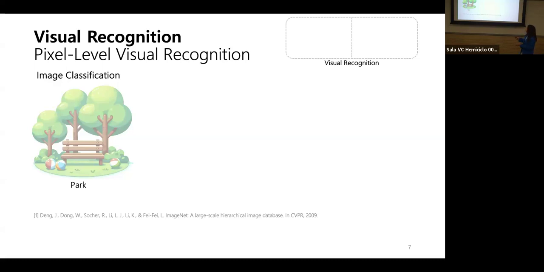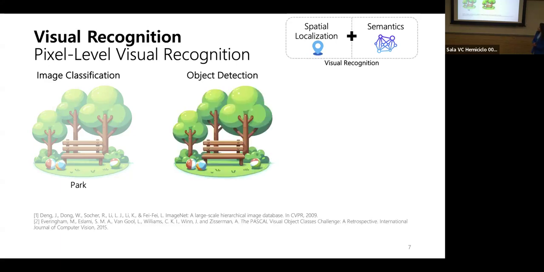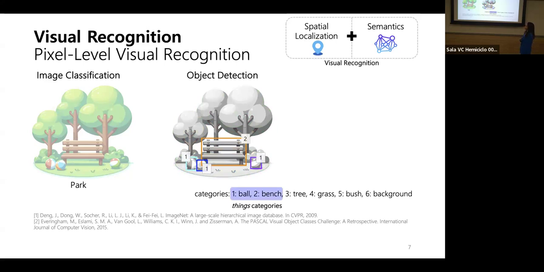So from this point, we can split our task into two subtasks. The first one is spatial localization of visual entities within the image. And the second one is assigning a semantic label to this spatial localization that we're doing. So particularly for object detection, we are assigning a semantic category to bounding boxes or windows within the image. This task is usually focused on things categories, like the ball and the bench in our example. And these categories are usually countable objects.